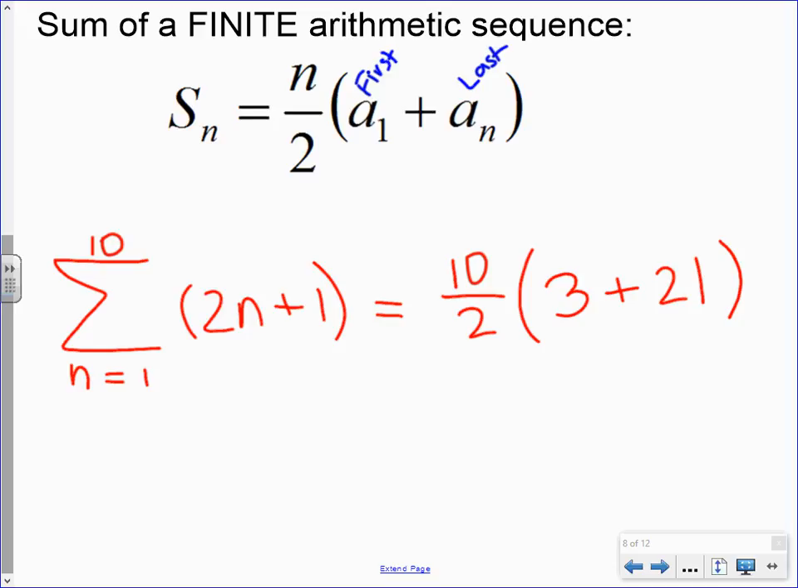So we have first term plus last term, times how many terms there are divided by 2. So we have 24 times 5, which is what?